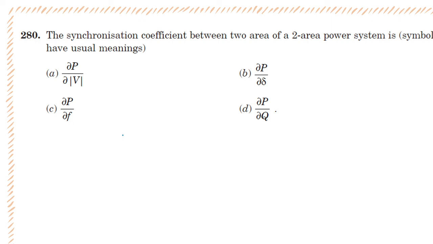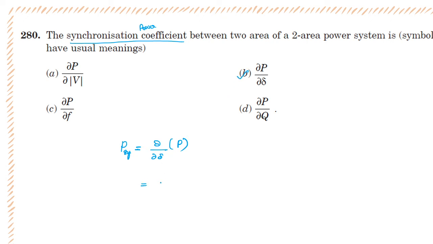Let's look at the 280th question. They are asking about the synchronizing coefficient. It is basically the synchronizing power coefficient. We call the synchronizing power coefficient P_sy, which equals dou by dou delta of power. So option B is the correct answer.